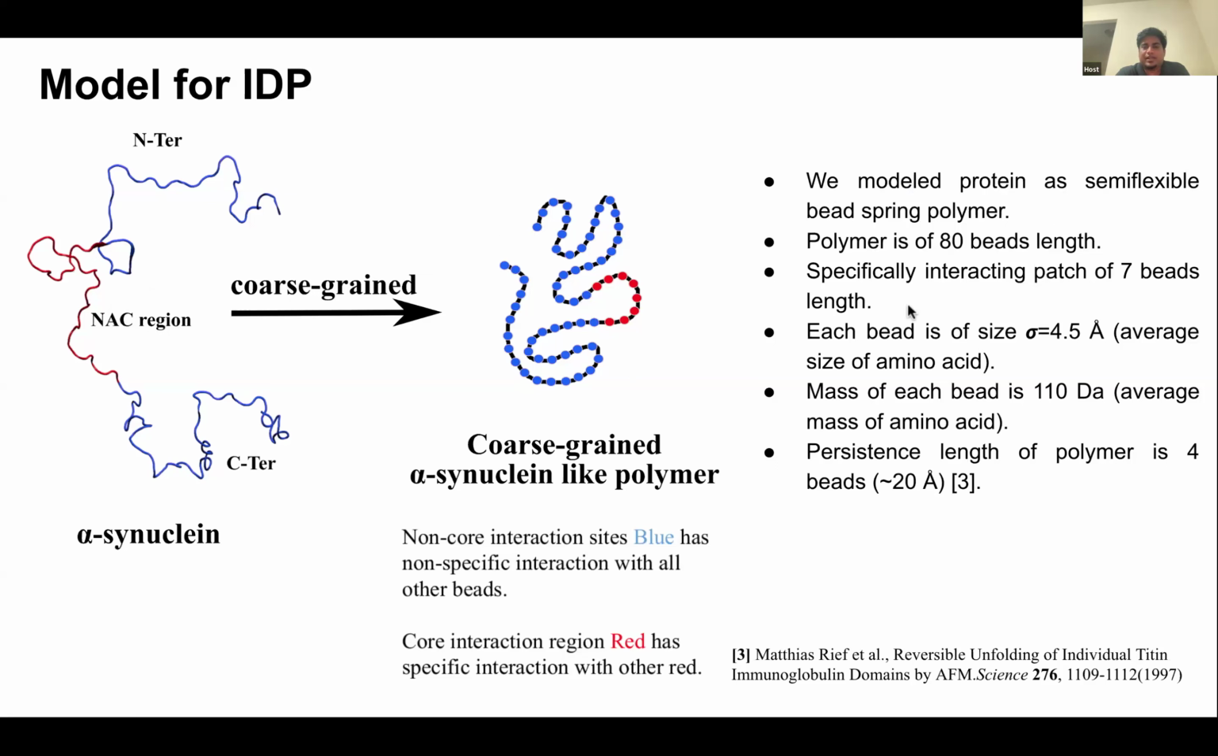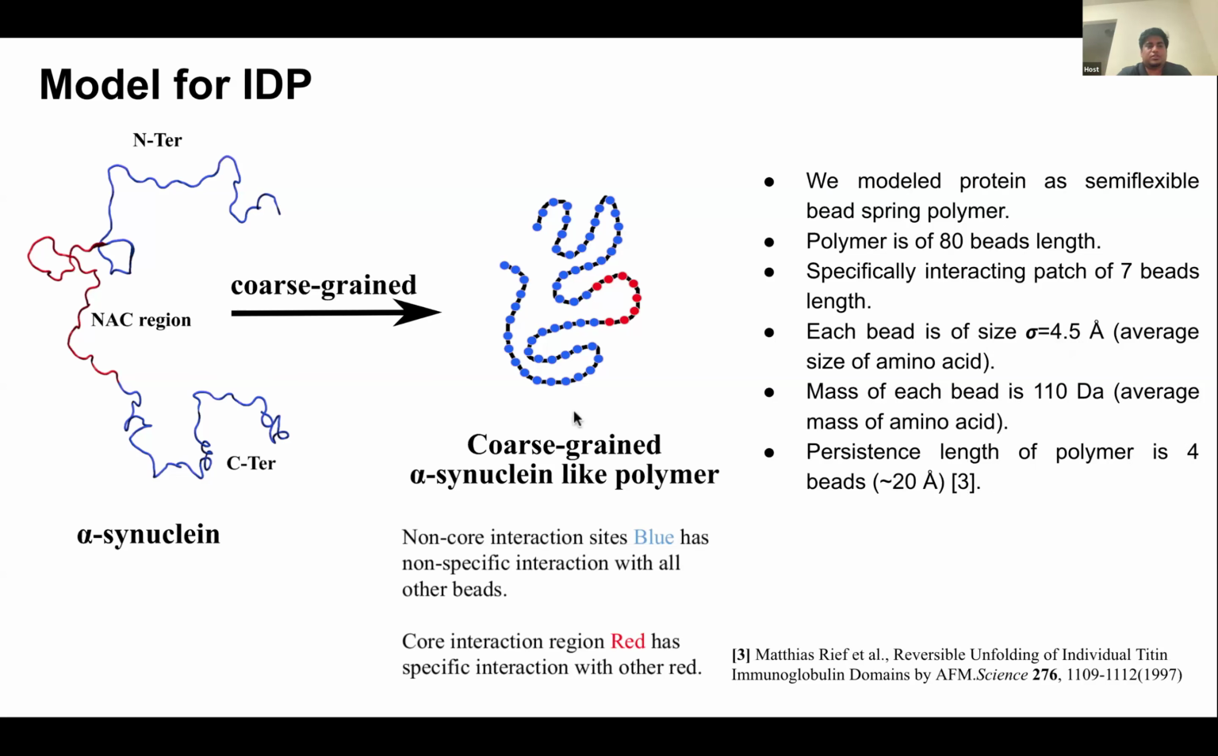So these details and the model are given here. Each bead is the average size of an amino acid, and mass represents the average mass of an amino acid. Persistence length means after how many amino acids the polymer can bend. For a protein, it is after 4 beads, after 4 amino acids, that it starts bending. Generally you can see the alpha helix structure forms with interaction at every 3 beads, so it is similar to that. So that was also used.